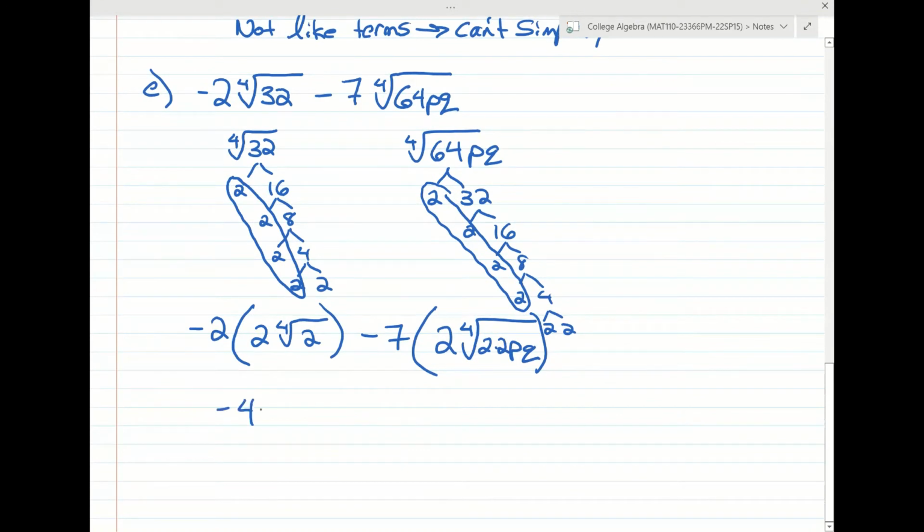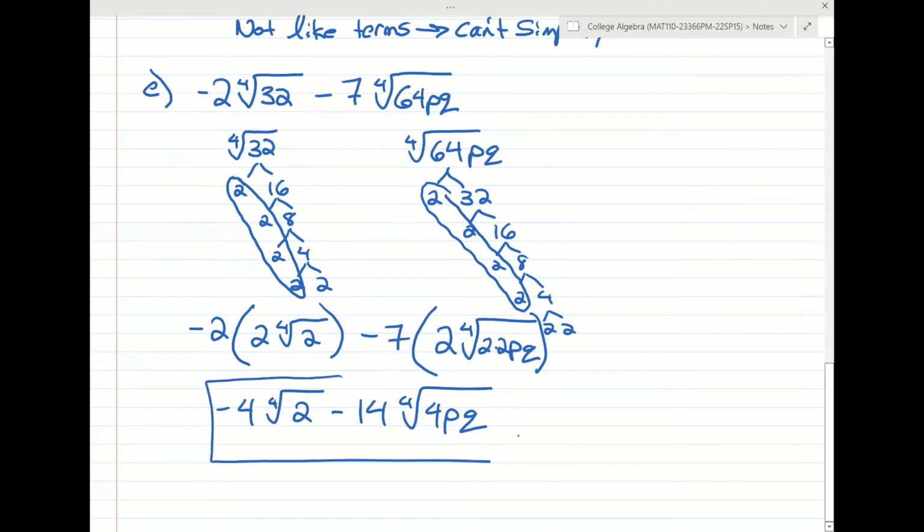Or negative 4 times the fourth root of 2 minus 14 times the fourth root of 4pq. And that's it. That's all we could do with it. So we just had to simplify those two separate terms.